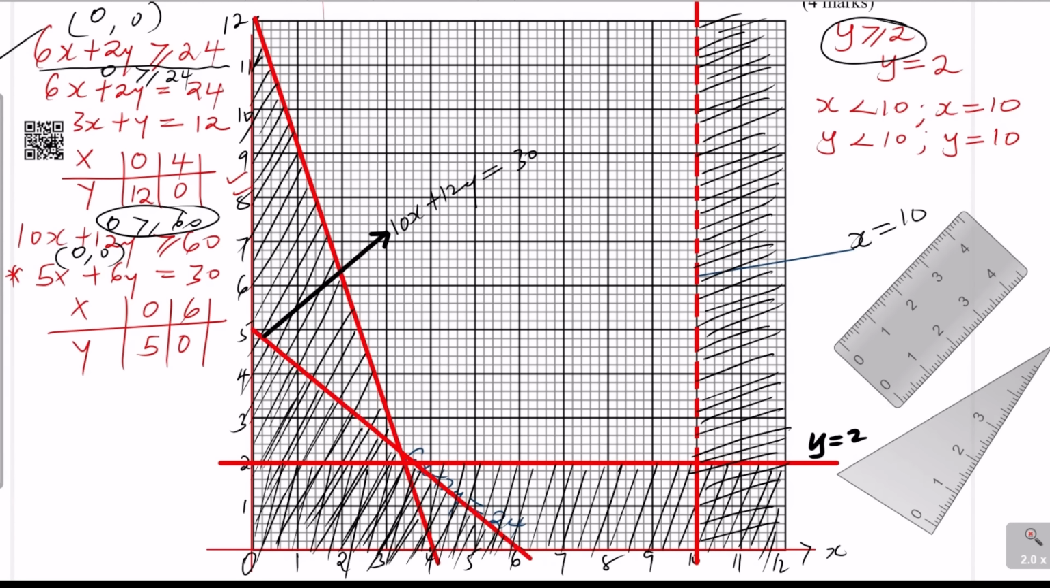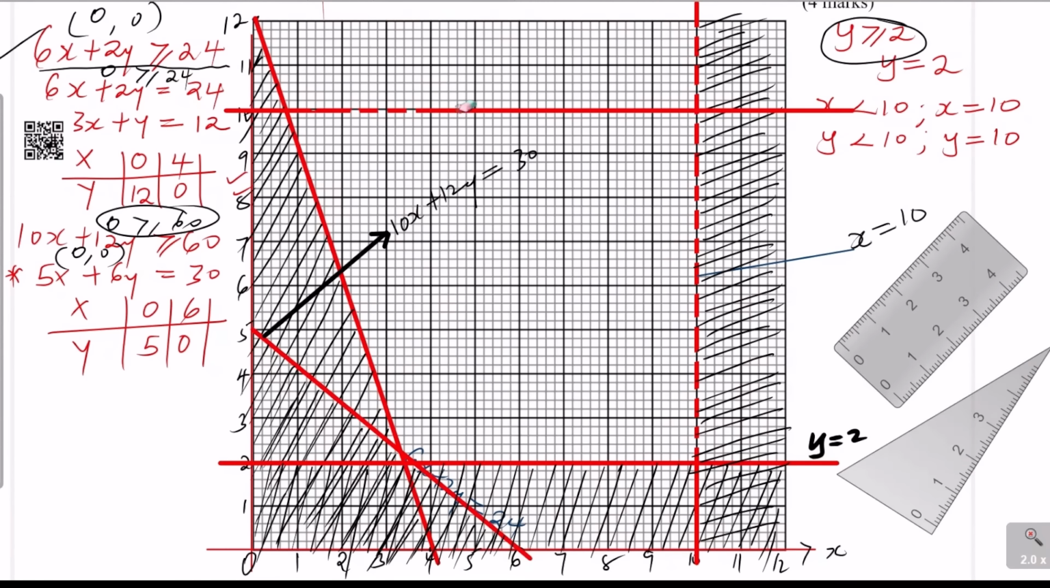It is unwanted. Then the other one is y is less than 10. The line you're going to draw there is y equals 10. Y equals 10 is this straight line that passes through here where we have 10. That is the line, and again that line should be broken.